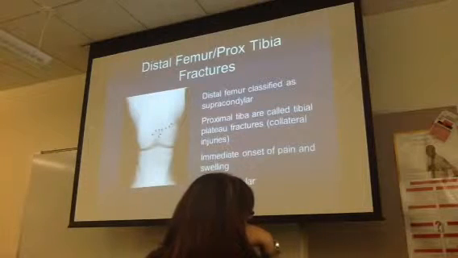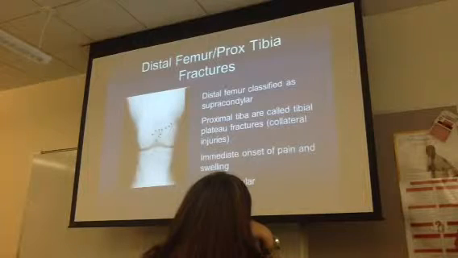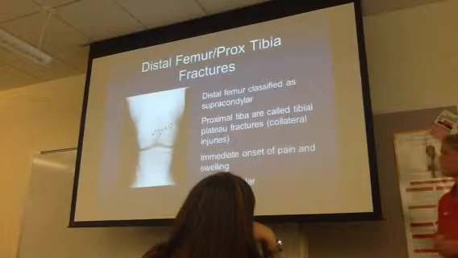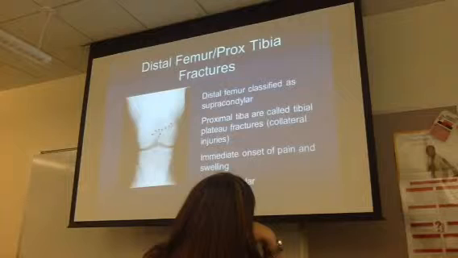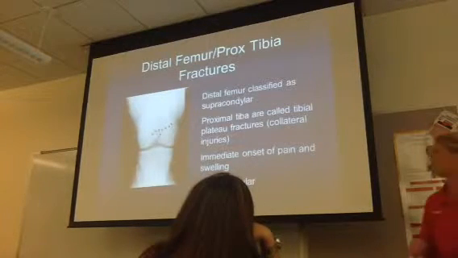So, distal femur fractures are classified as supracondylar fractures, proximal tibia are tibial plateau fractures. They'll have immediate pain and swelling, and what do you want to do when you think of a fracture or anything? What do you want to make sure is not affected? Yeah, neurovascular. So always check their pulse. You'll want to check their popliteal pulse. You can check their posterior tib pulse as well.